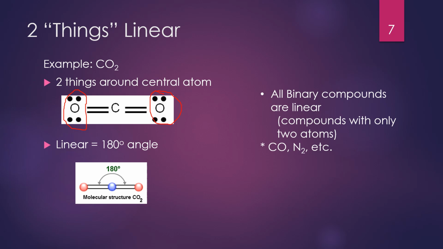Whenever you have 2 things around the central atom, the shape is going to be linear, and the angle, therefore, is going to be 180 degrees. And we're talking about the angle from one oxygen all the way to the other. All binary compounds are linear. That means if there's only 2 elements involved, it's going to be a linear compound. You don't have a central atom with a binary compound, but it's still linear. We'll see some examples of this in class as well as in lab.